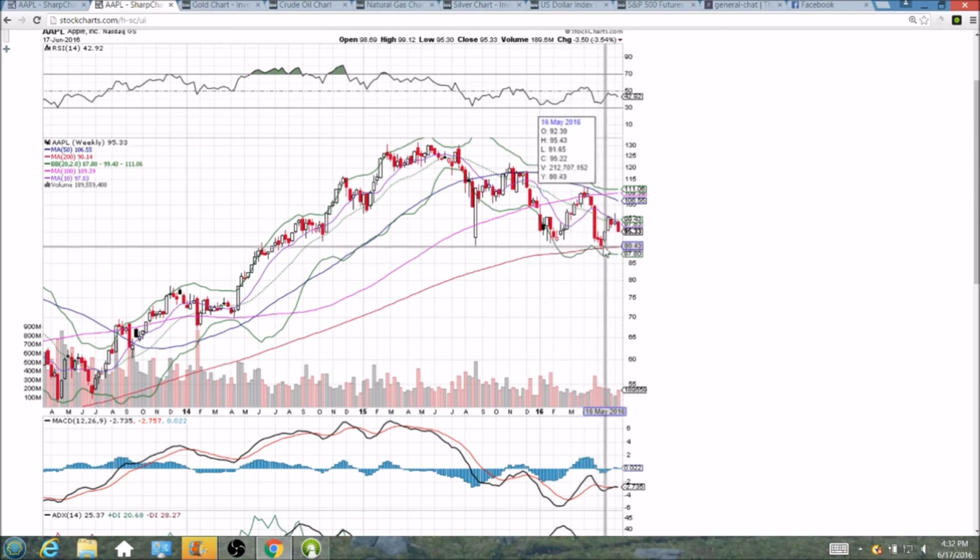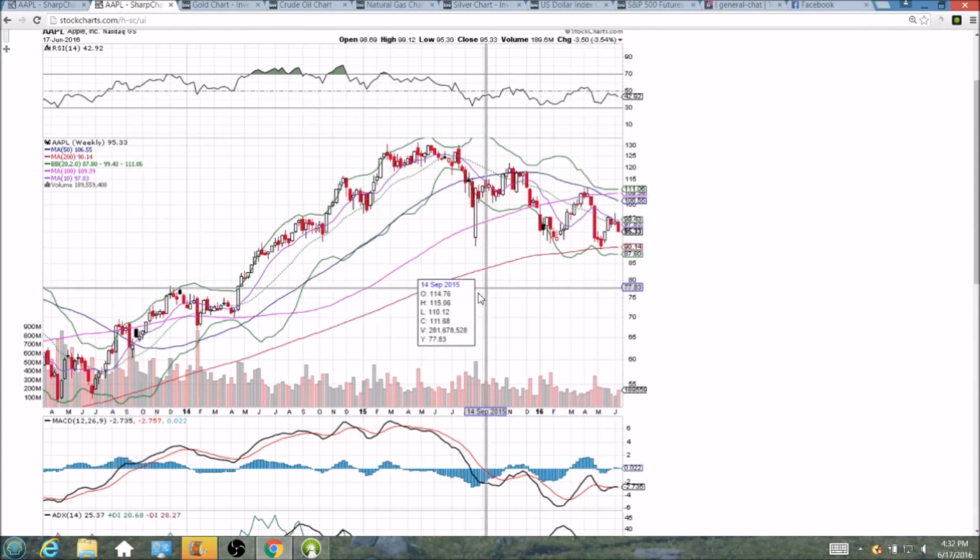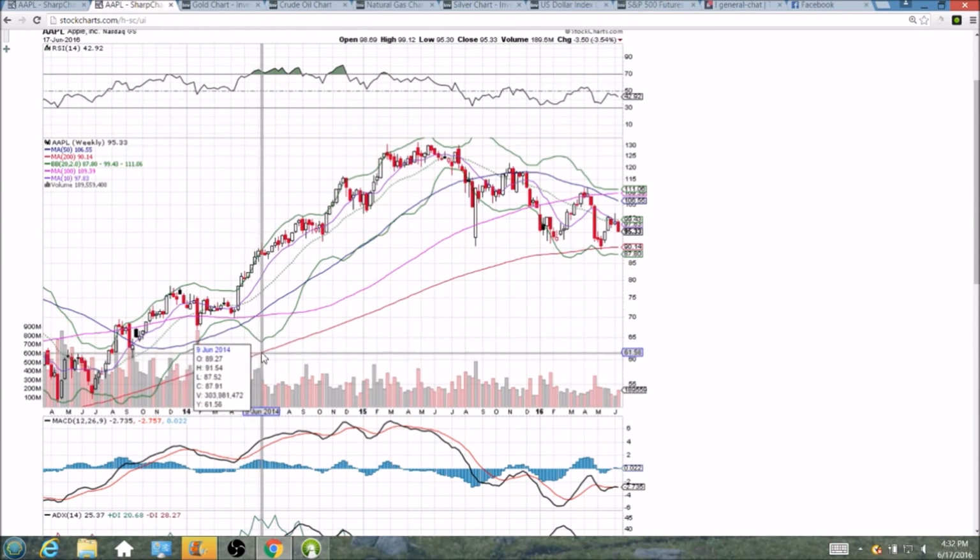And if this 200-week moving average were to break, I personally, no matter how long the position, whatever it may be, I would be out and waiting for things to settle down a little bit. But that's just me personally. We'll see how it shapes up. Very clear support. We'll see what next week brings.